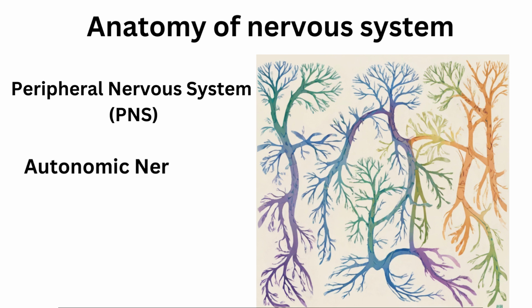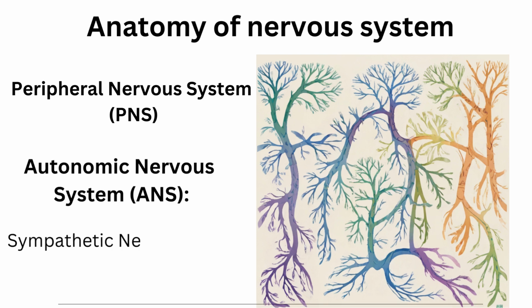Autonomic Nervous System, ANS. The ANS regulates involuntary bodily functions such as heart rate, digestion, respiration, and glandular activity. It is further divided into two branches.